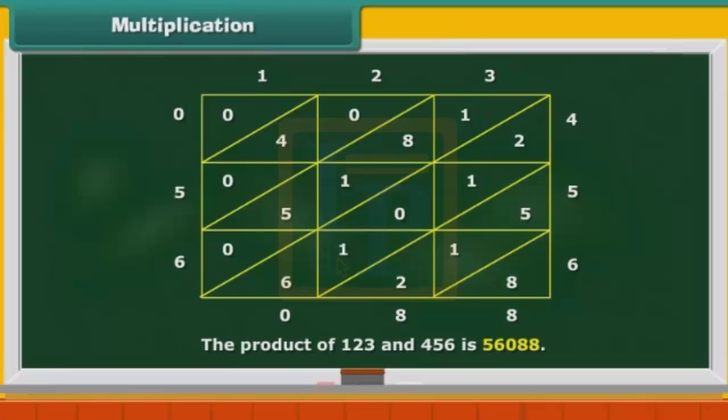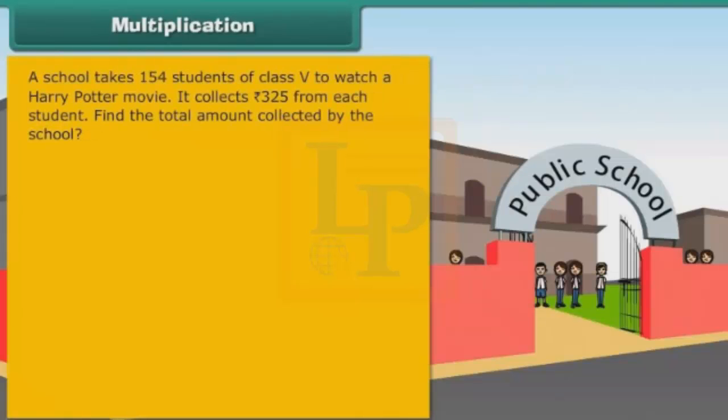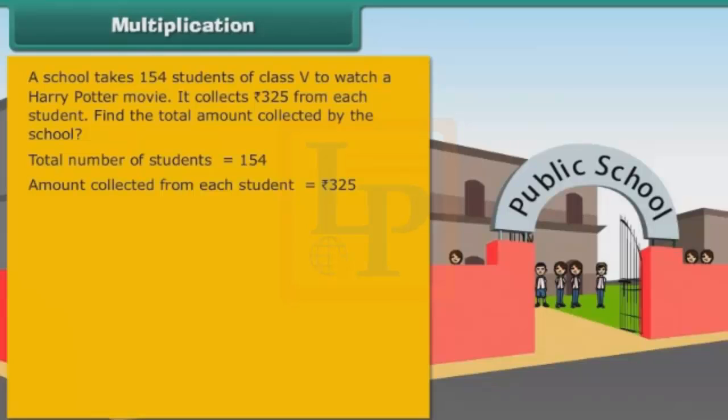Let us now look at a word problem of multiplication. A school takes 154 students of class 5th to watch a Harry Potter movie. It collects ₹325 from each student. Find the total amount collected by the school. Total number of students is equal to 154. Amount collected from each student is equal to ₹325. Total amount collected by the school is equal to 325 multiplied by 154.